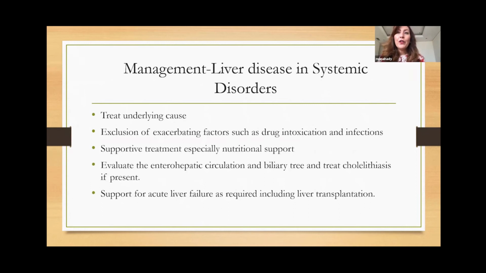So just briefly, an overview on the management of liver disease and systemic disorders. I've already mentioned along the way the management of each condition, but overall it is to treat the underlying cause if possible. Another important thing to bear in mind is to avoid contributing factors like drugs that might worsen the liver condition, and protect against infections if possible. More importantly with liver disease is nutrition, and enteral nutrition rather than parenteral nutrition whenever possible. Treat cholestasis and support liver failure if required, and refer to liver transplantation.